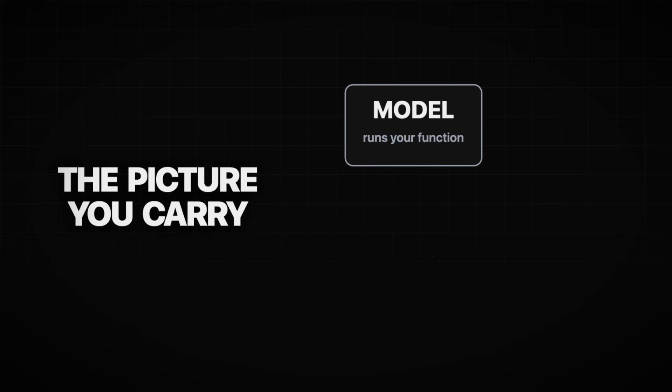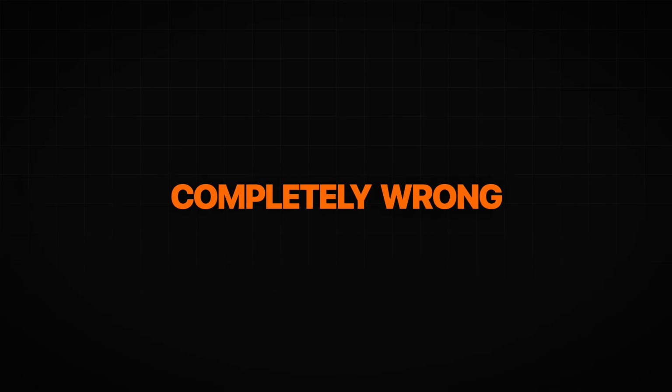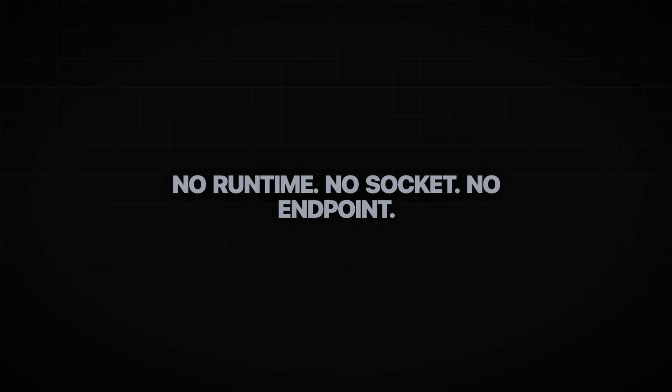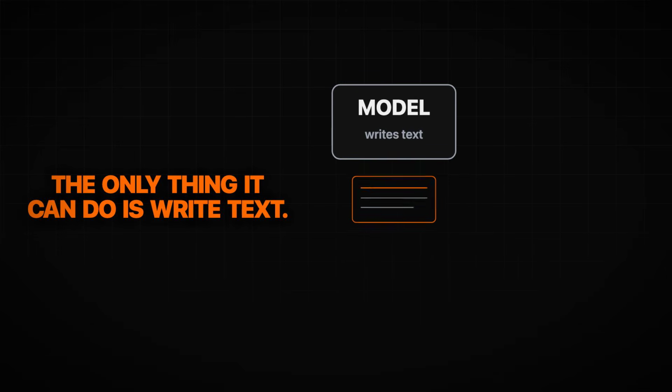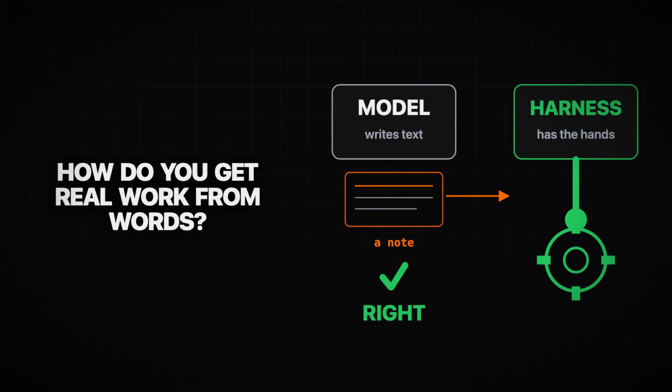Here's the picture most of us carry. You hand the model some tools, it reaches out, runs your function, and returns the answer. Clean, intuitive, and completely wrong. The model has no runtime. It can't open a socket, read your disk, or hit an endpoint. The only thing it can do is write text. So tool use is really one question: how do you get real work out of a thing that only produces words?